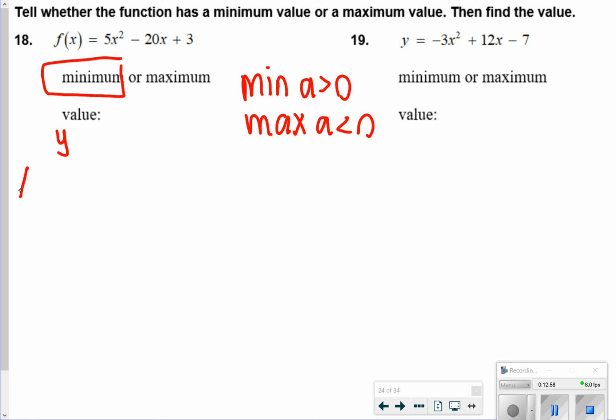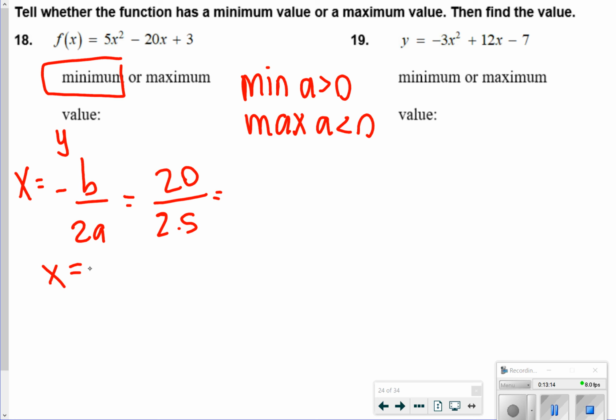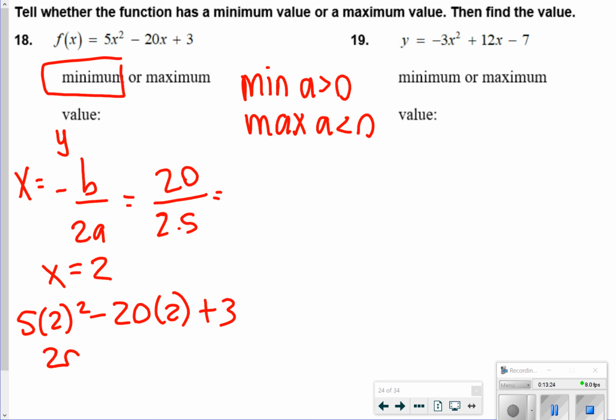So how to find x is I just use negative b over 2a since we're in standard form. So that would be positive 20 over 2 times 5, which is 20 over 10, or 2. So x is equal to 2, so then I go back and plug it in to find my y. So 5 times 2 squared minus 20 times 2 plus 3. That's going to be 5 times 4, which is 20, minus 40 plus 3. 20 minus 40 is negative 20, plus 3 is negative 17. So if y is equal to negative 17, my value is negative 17.